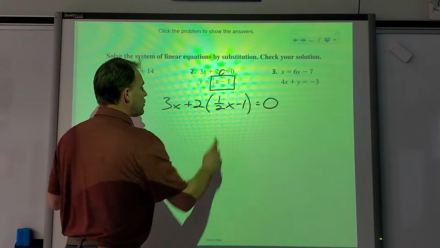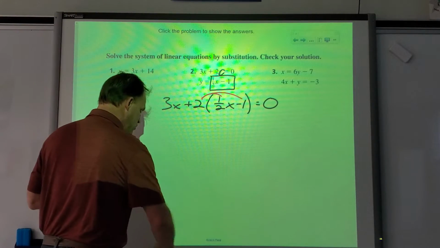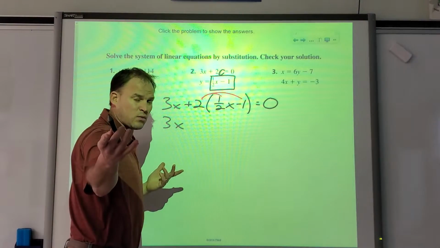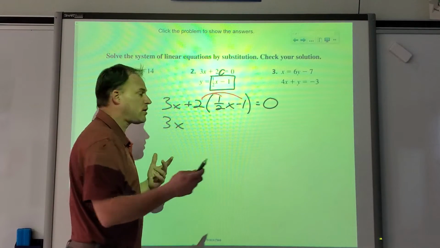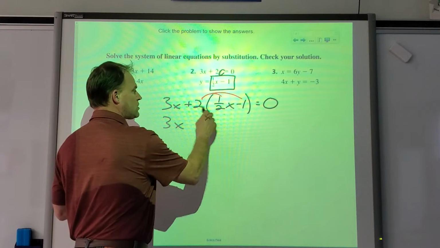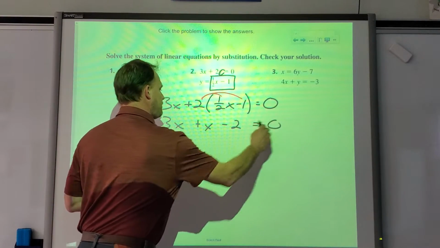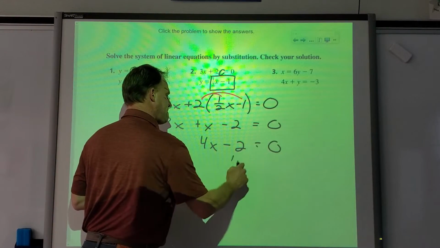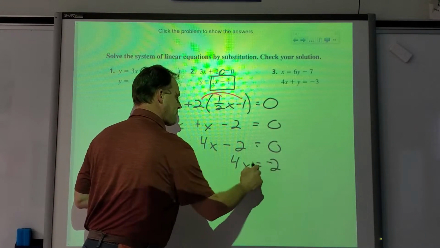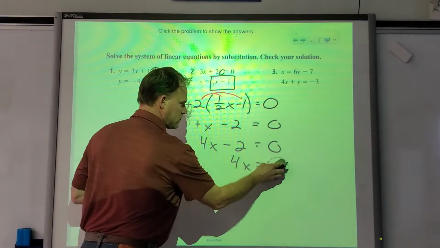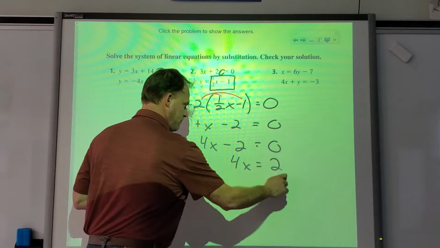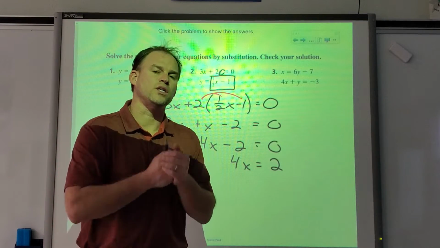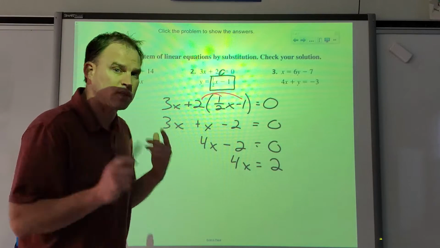Okay? Just like the first one, I've got some distribution to do. It's 2 times 1/2. If you're not good with fractions, get out a calculator, do it right. It comes out to positive x. Watch your sign here. I shouldn't have to explain these steps to you. You know how to solve equations. Write it down, take your time, don't skip steps.